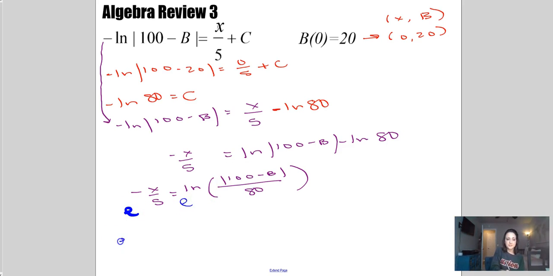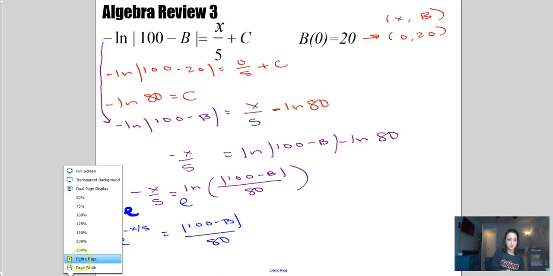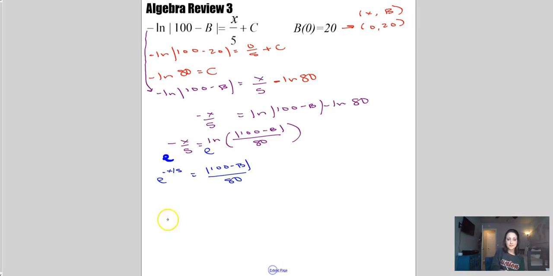Okay, so the left side just becomes e to the negative x over 5. The right side, the e and the ln cancel, and I have the absolute value of 100 minus b all over 80. All right? Okay, we're getting close now. I'm trying to get b by itself. So next, we want to multiply both sides by 80.